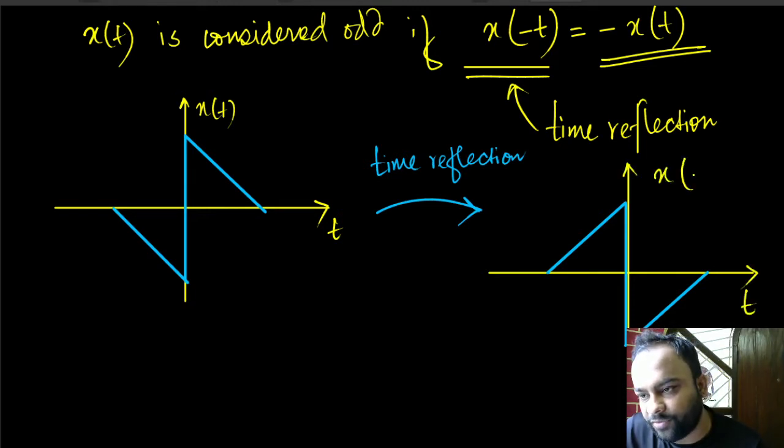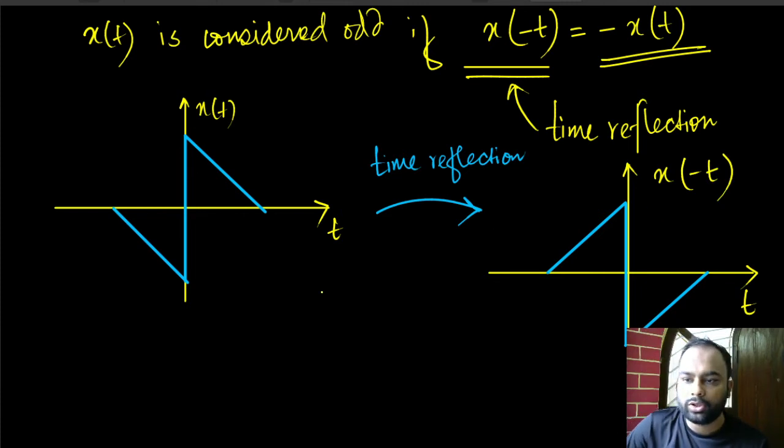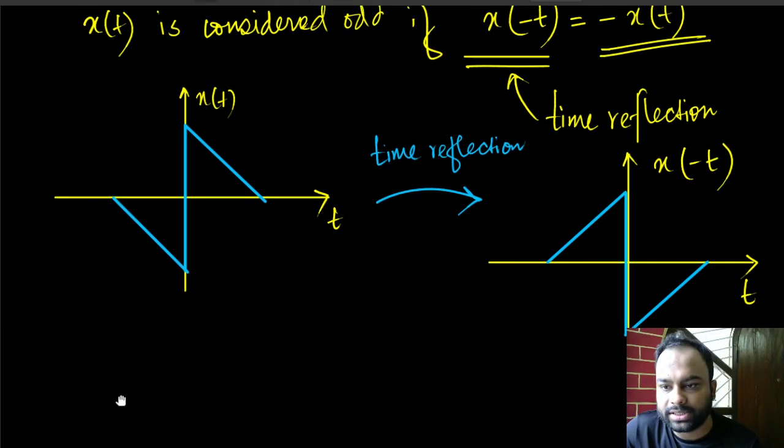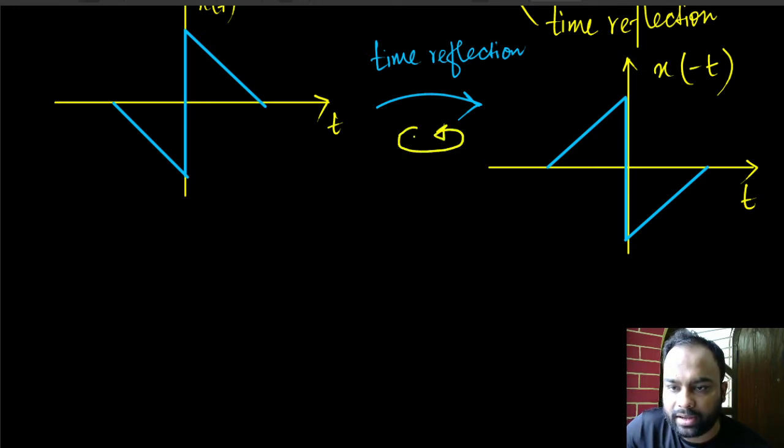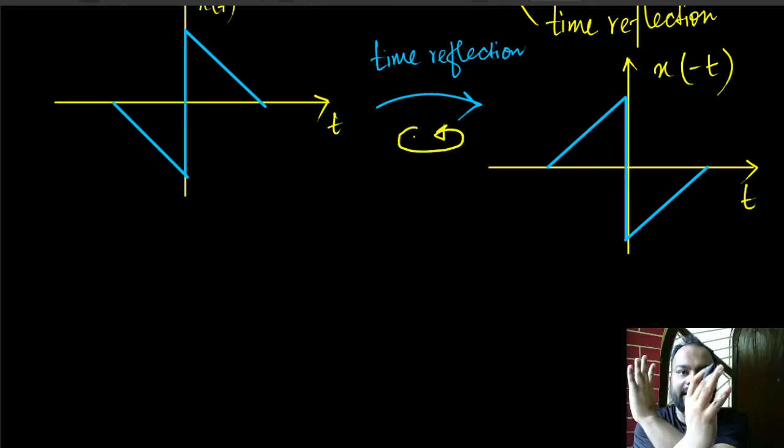And this is x of minus t. So this is a time reflection. On this signal, if I do a time reflection, this is what we get. Time reflection means reflecting this way, flipping like this.